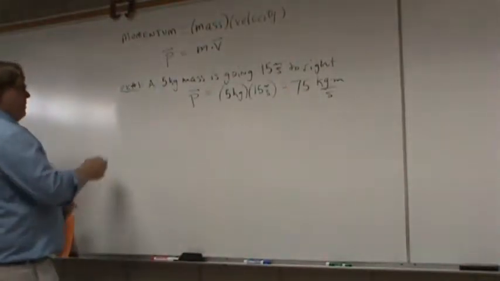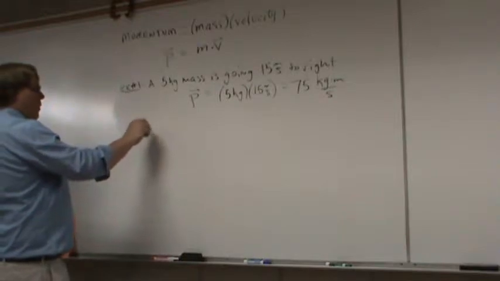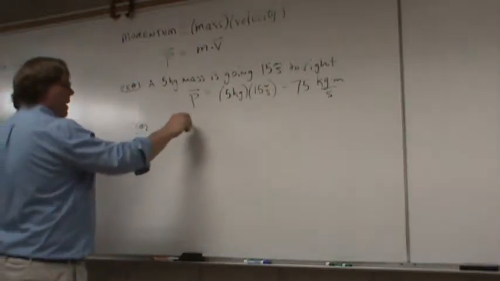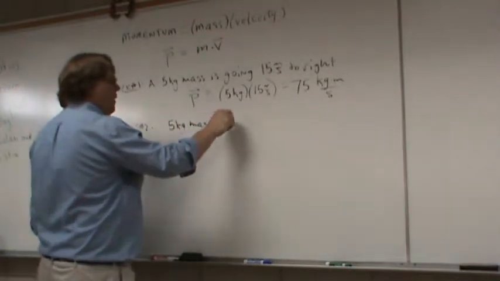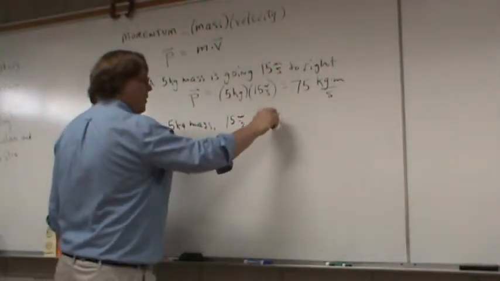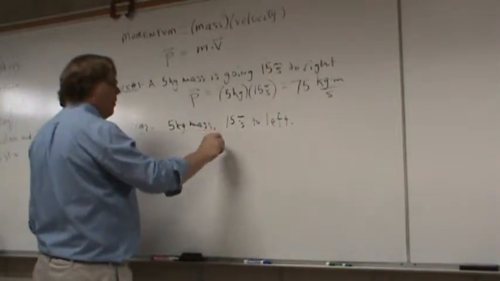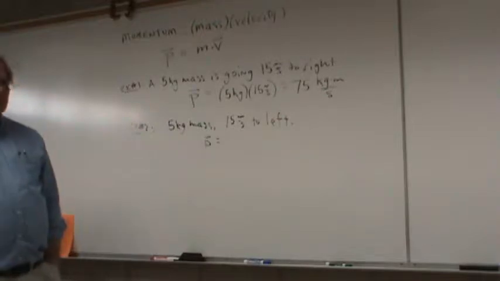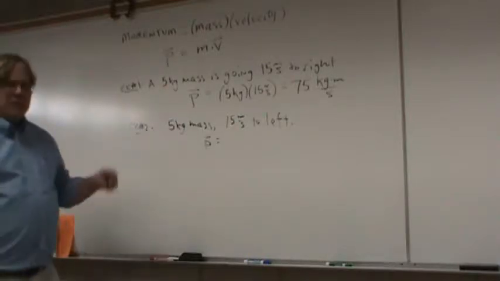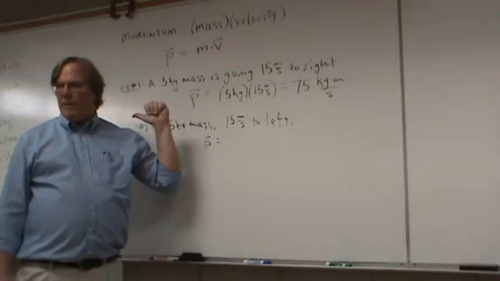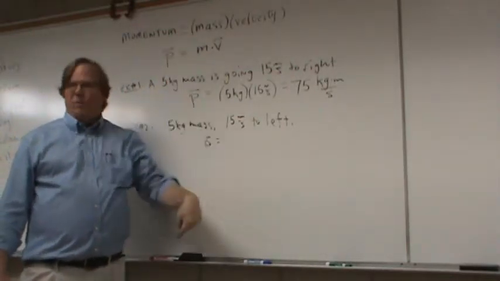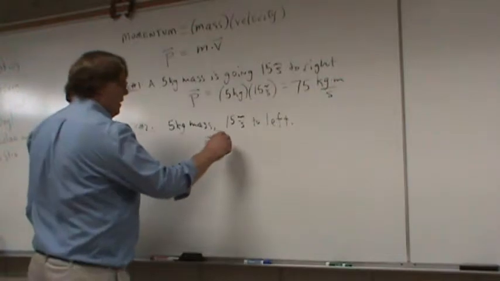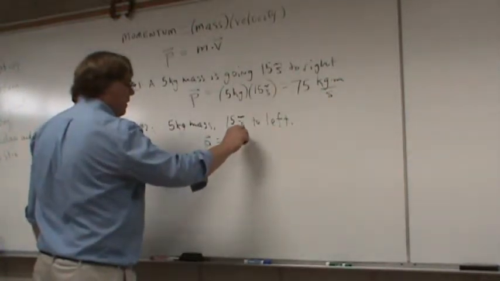Let me ask you this question. What if I told you that the 5 kilogram mass was going 15 meters per second to the left? Then what would the momentum be? Yeah, thank you, Imani. It'd be negative. Because momentum is a vector, just like velocity and force. So momentum in that direction is positive, momentum in that direction is negative. It's a vector, so we'd have negative 75 kilogram meters per second.